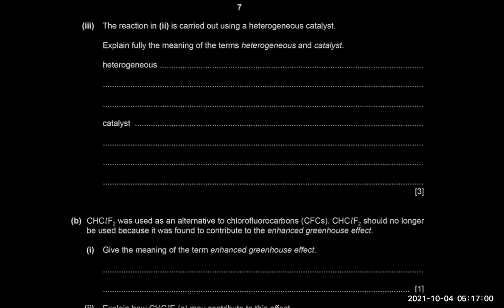The reaction in part 2 is carried out using a heterogeneous catalyst. Explain fully the meaning of the terms heterogeneous and catalyst. What do we mean by heterogeneous? In a different phase or different state from the reactants, right? Heterogeneous means in a different state than the reactants.